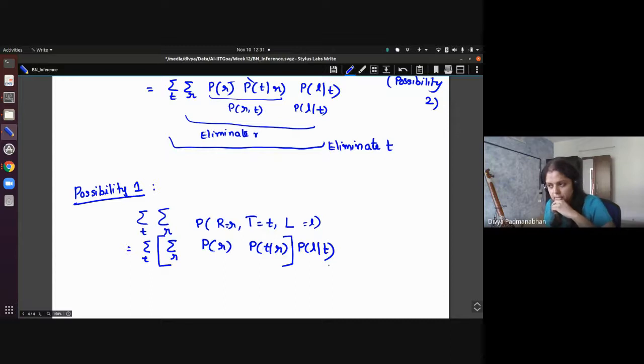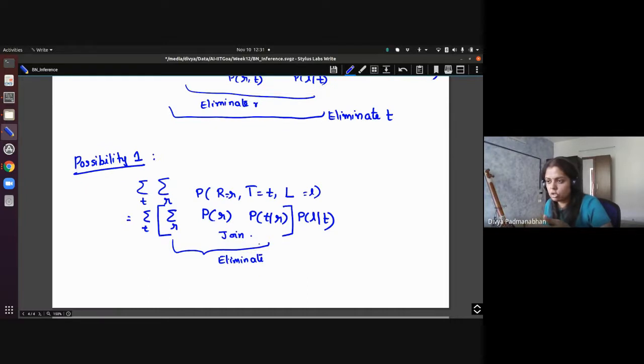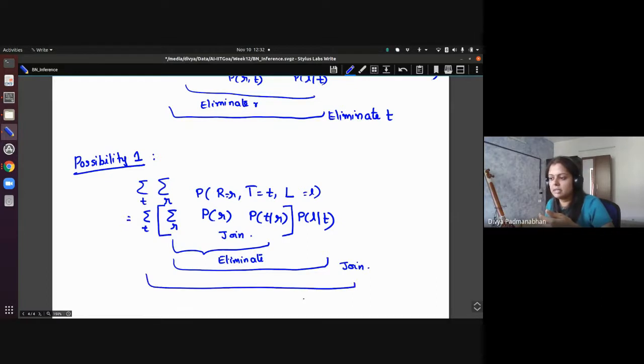So what happened here? We did the summation, so we did this join first, and then we did this eliminate. The summation means we did an eliminate. That's right. So this was a new factor, and then we did a join here, and finally this summation gave us an eliminate.